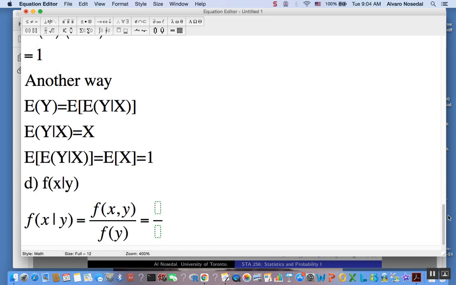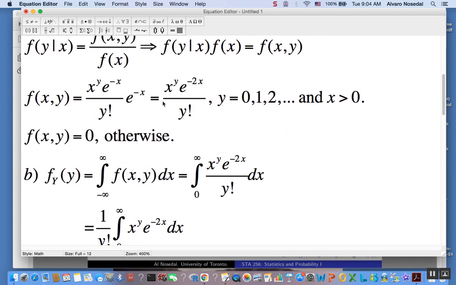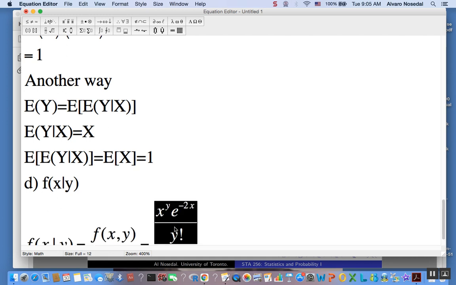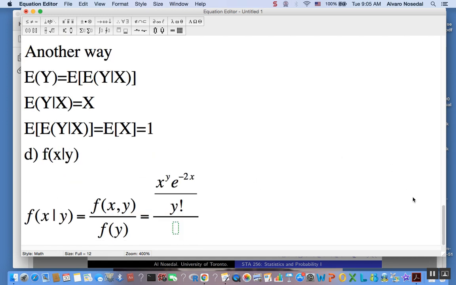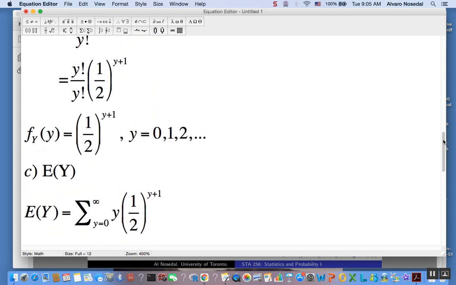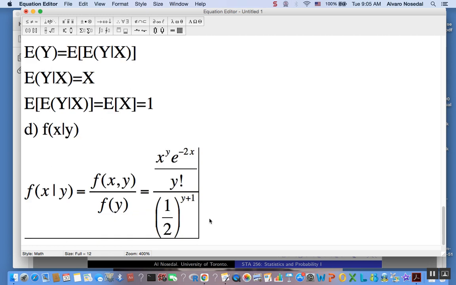It would be this guy divided by the marginal. This is our marginal. So once we do the math, we just end up with something like this.